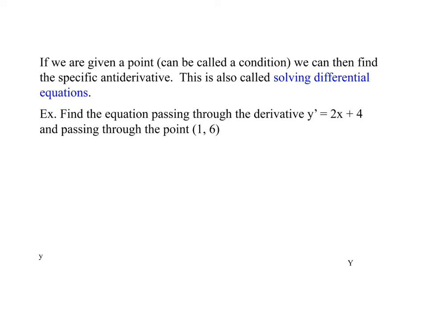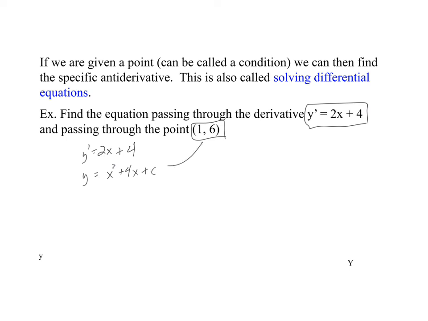This process is also called solving differential equations. So we have a derivative equation, we have a coordinate. Our goal is, could we figure out the exact original equation? It's not solving an equation as if you'll get x equals 5 or something like that. It just means we'll get the entire original equation without the c value. So we just do our antiderivative like you normally would. Take the 2x plus 4, do the antiderivative, would give us x squared plus 4x plus c.